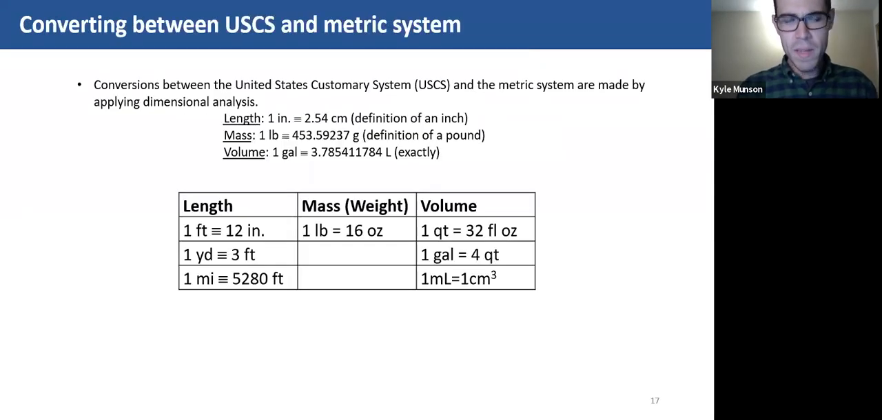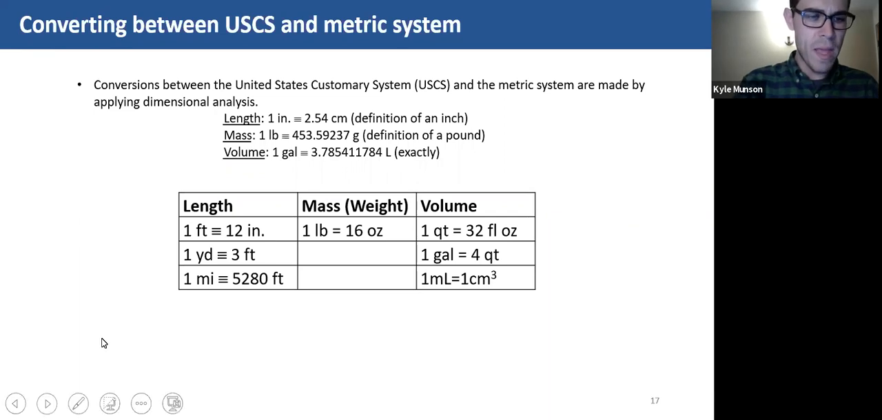So conversions between the US customary system and the metric system are done using dimensional analysis. Okay, using dimensional analysis. And you can use this table for the examples we're going to do in this video, as well as for other things done in this class. So it might be good to pause the video here, print out this table, or have another table similar that's next to you. So as we go through these examples, you can use the table as a guide.